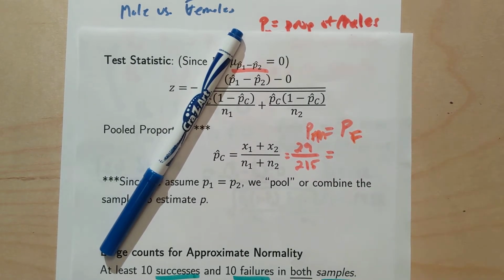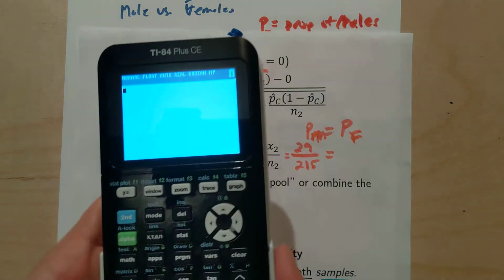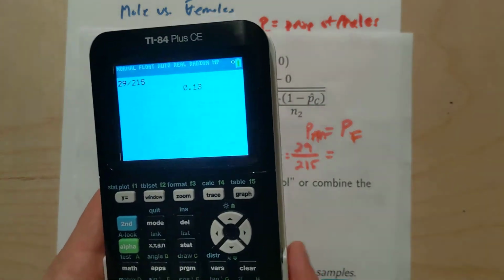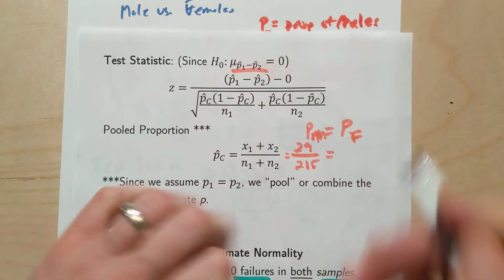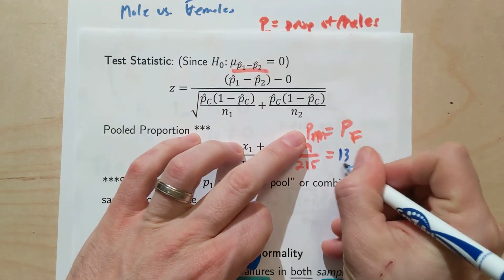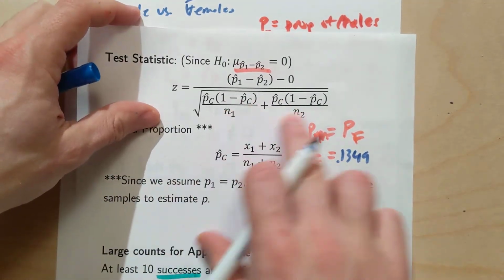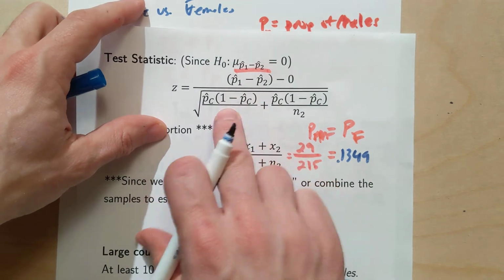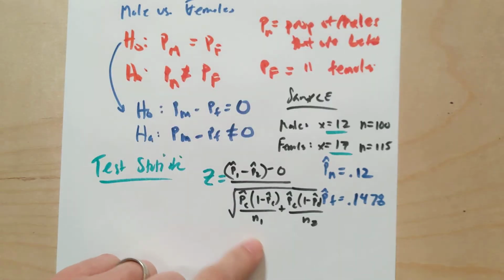And that's PF. Then our estimate would be 29 out of 215. If I put that in my calculator, that's an estimate of about 13.49%. So we're estimating 0.1349 as this proportion, and that's actually the number we're going to use in our calculation for our test statistic. So that's what I'm going to plug in.